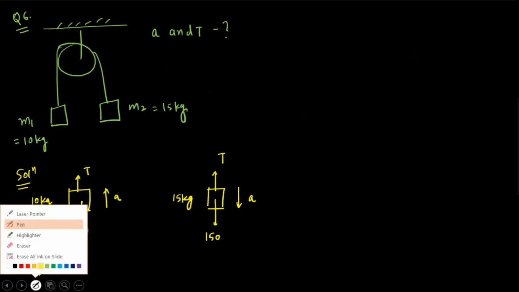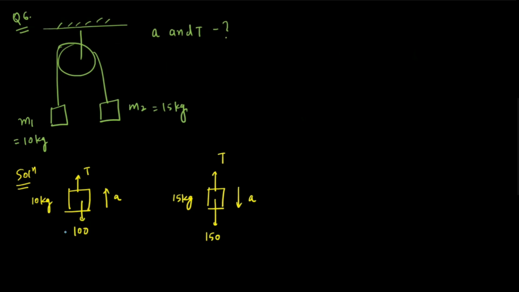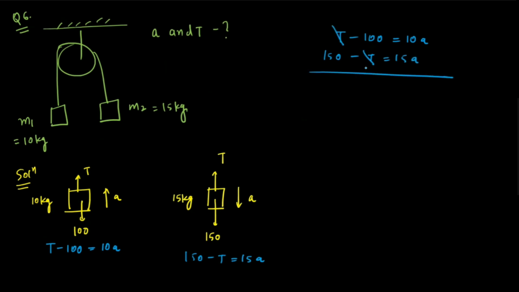Now what you have to do is form the equations from the second law of motion. It is going to be T minus 100 is equal to 10a, and 150 minus T is equal to 15a. Just solve these two equations using elimination or substitution, whichever method you feel like. If we eliminate and add these two equations, we'll get 50 is equal to 25a. The acceleration must be equal to 2 meters per second squared.